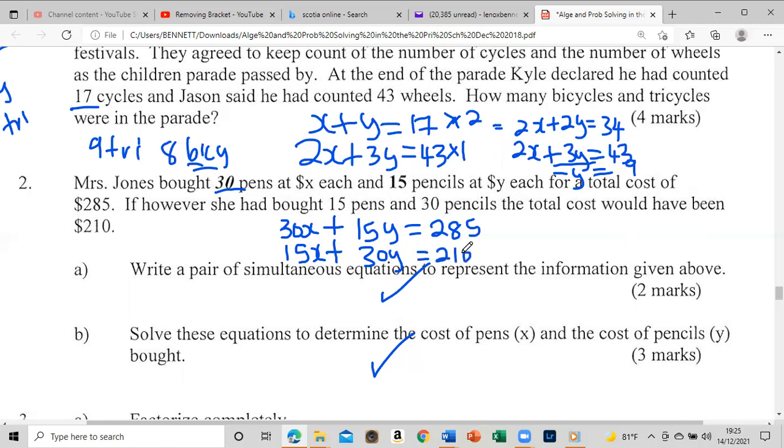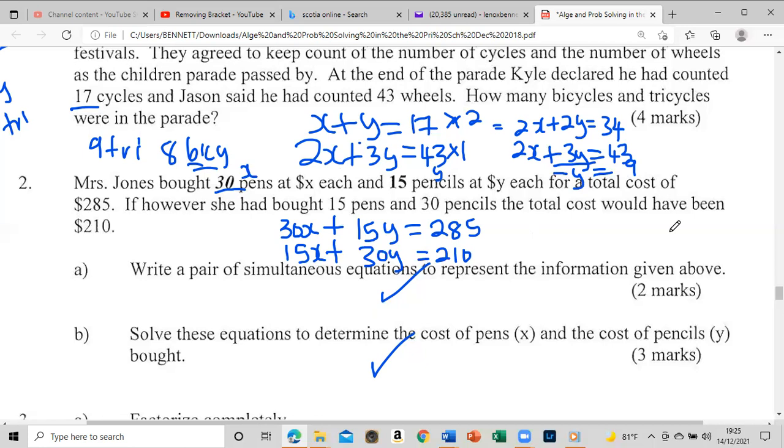So those are two simultaneous equations. You just write back what they give you, right? 30 pens, the first one, and 15 pencils. And then 15 by 30. Remember, pen is X and pencil is Y. So these are 2 marks. It says solve these equations to determine the cost of the pen and the pencil.